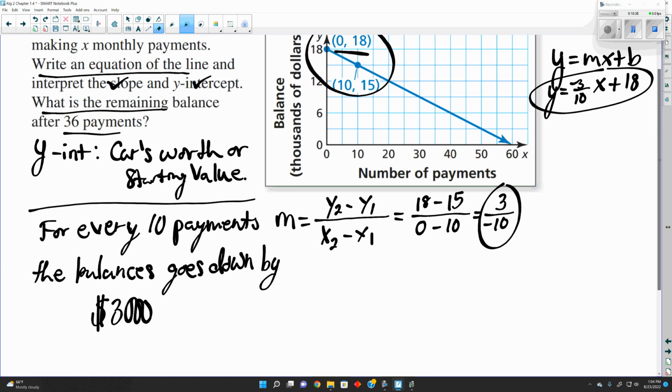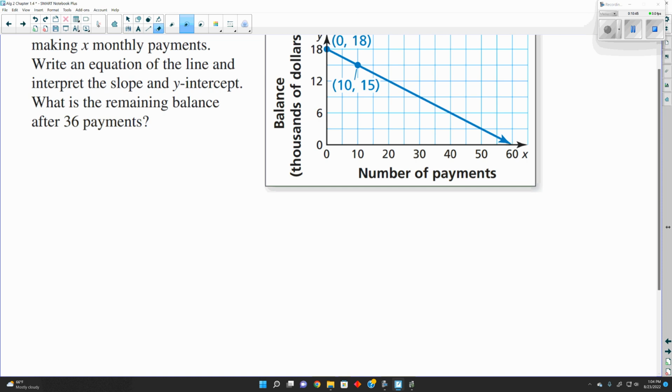Any questions on this here? Any question, everything we've done so far? Now we finished answering every part of the question. We got to find what? The remaining balance after 36 payments. At what? Yes. Okay, so where could we go from there?